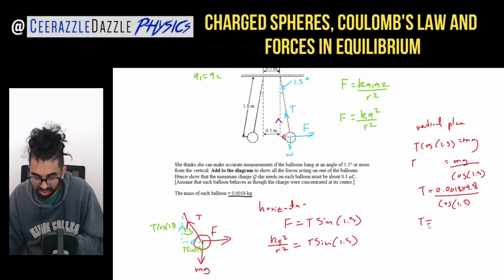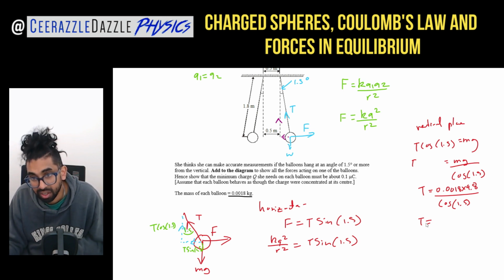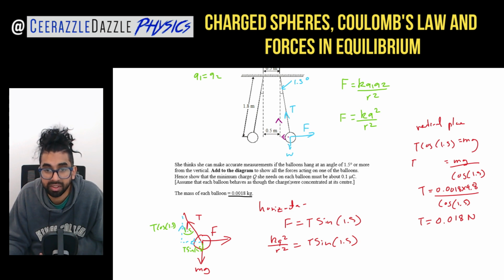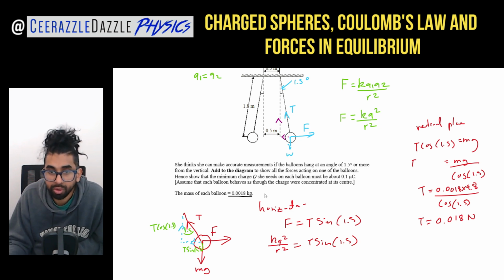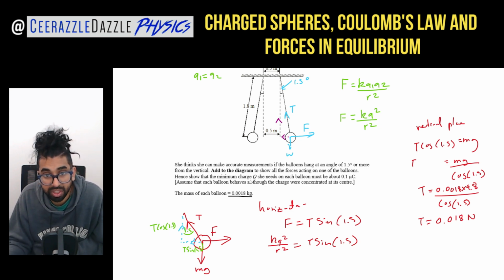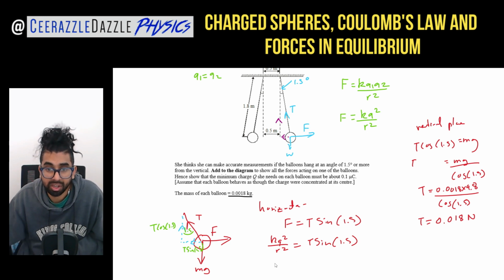My answer is that the value of T is 0.018 newtons. That's my value of T pulling upwards over here. Now don't forget, the whole question is asking us to prove that the minimum charge Q on one of them is 0.1 microcoulomb. So we're trying to find out Q. We've just found T, we can now put that into here. So we're closer now than before.